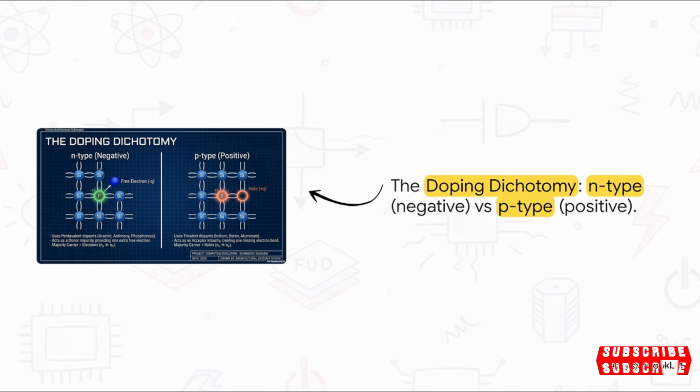Then on the flip side, we have P-type, or positive doping. Here, we inject an element like boron that only has 3 outer electrons. This instantly creates a missing bond, an acceptor hole. So just like that, we've created two radically different materials.